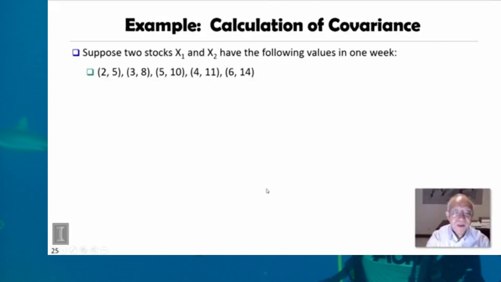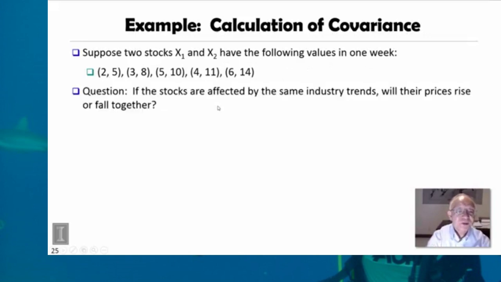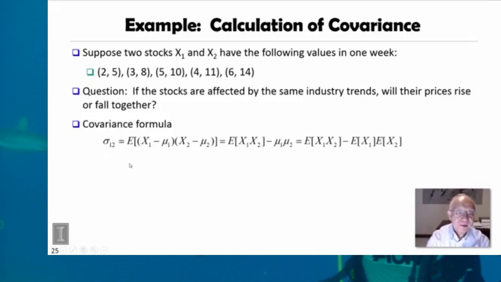Now we look at a concrete example. Suppose we have two stocks, x1 and x2. They have the following values in 1 week, like these 5 pairs of values. Then the question is whether the stocks are affected by the same industry trends, that means whether their price will rise or fall together. Then we calculate their covariance. We will be able to know whether they are positively correlated or negative one.